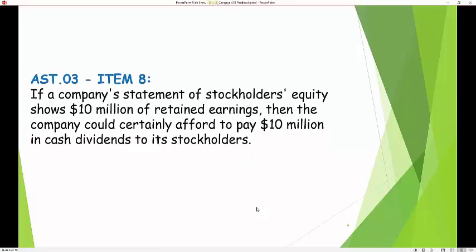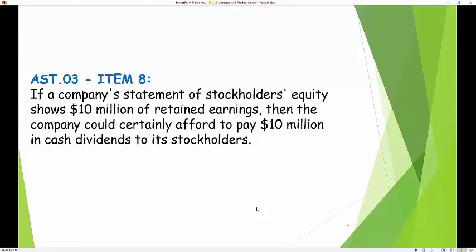Item 8. If a company's statement of stockholders' equity shows $10 million retained earnings, then the company could certainly afford to pay $10 million in cash dividends to its stockholders. Thing to keep in mind, retained earnings is not the same thing as cash. Retained earnings just earmarks how much of all the assets a corporation has that would be available or that could be made available to pay the shareholders. The company can only make that payment, however, if it has cash in its bank accounts.